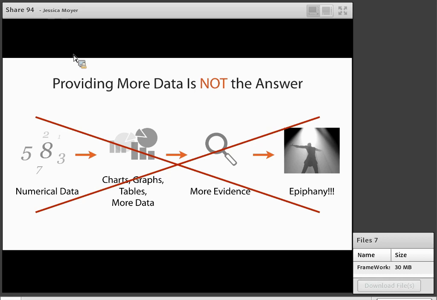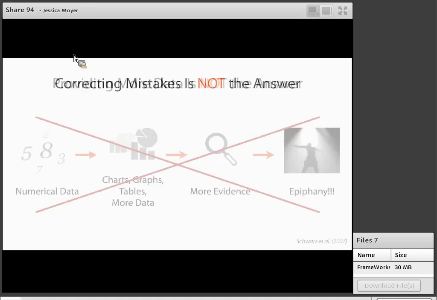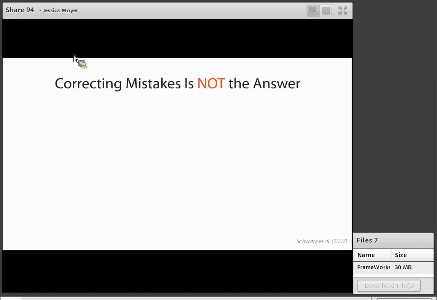So we'll talk in future webinars about how data can be used. It can be used to help frame a message, but what you want to steer clear of is allowing data to be your message, allowing it to stand alone without sufficient context and without a clearer message that the data is being used to support. The second trap here is about correcting mistakes.